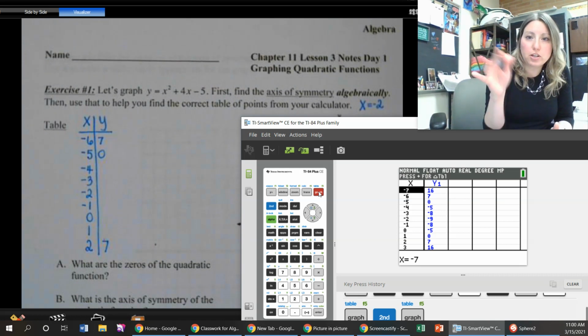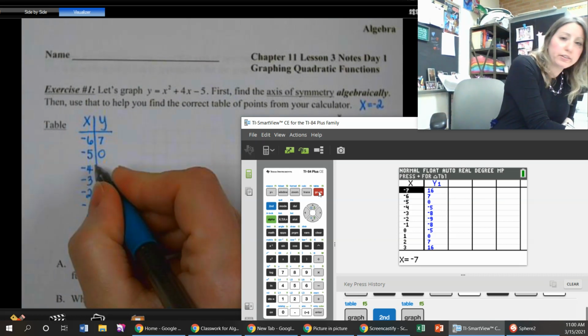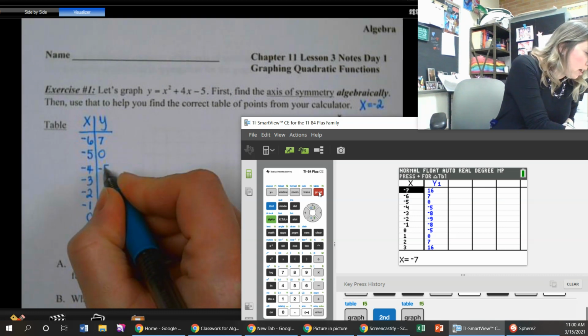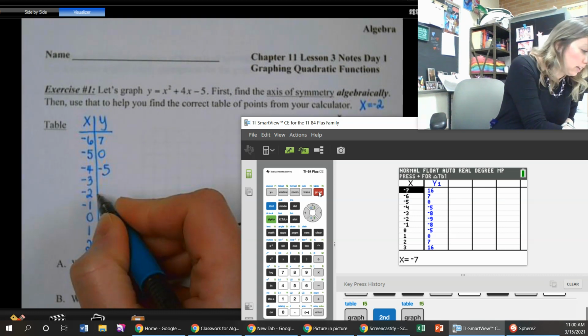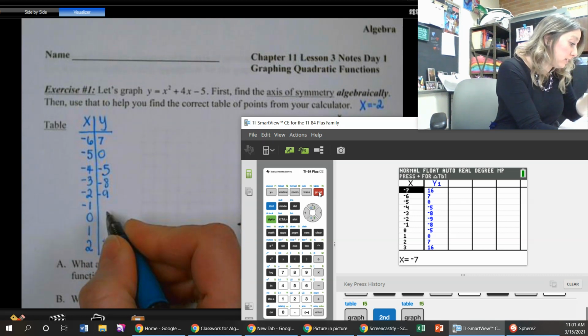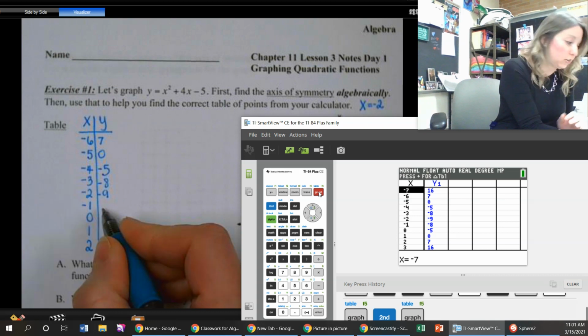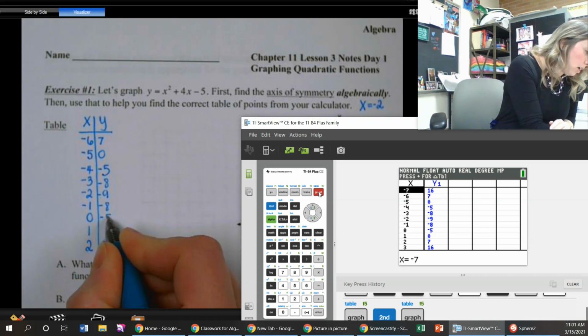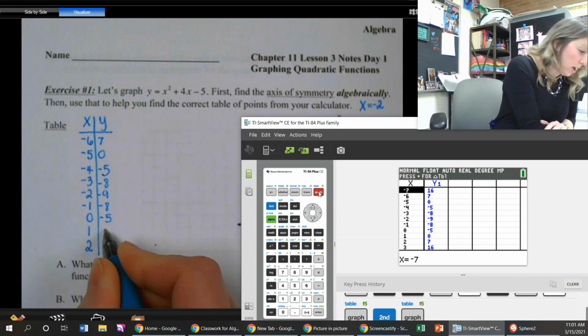And so let me just keep going with my points. Negative 5, 0. Oh, that's a root. Negative 4, negative 5, negative 3, negative 8, negative 2, negative 9. That's my vertex. And then I should be swinging back the other direction. Negative 1, negative 8. Yep. 0, negative 5. That's the y-intercept. 1, 0. That's another root.